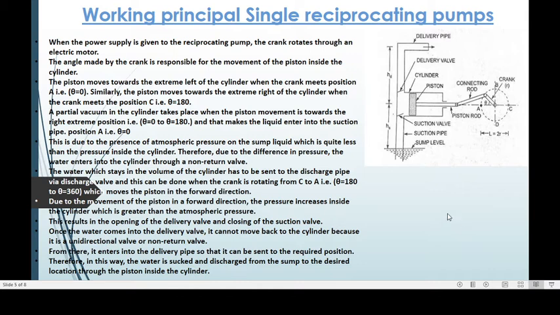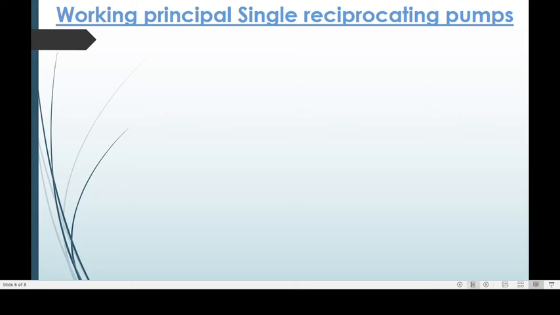Therefore, in this way, water is sucked from the sump and is discharged through the delivery pipe to the desired location with the help of the cylinder and the piston. So this is the working of a single acting reciprocating pump. Next, I will show some videos related to this single acting reciprocating pump, so that you will have a brief idea of how it works.